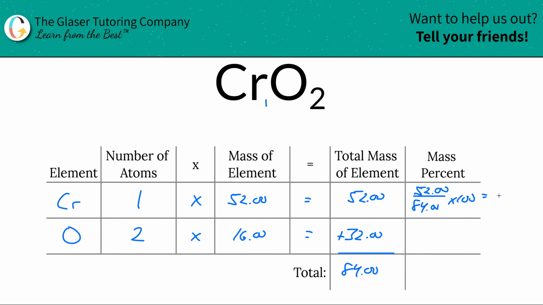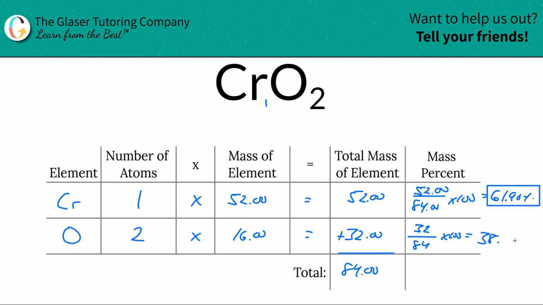All right. So when we do that math out, this works out to be approximately 61.90%. And then same process for the oxygen. Take the total mass of the oxygen, which is 32, divided by the 84. Forget all the zeros because it doesn't really make a difference.